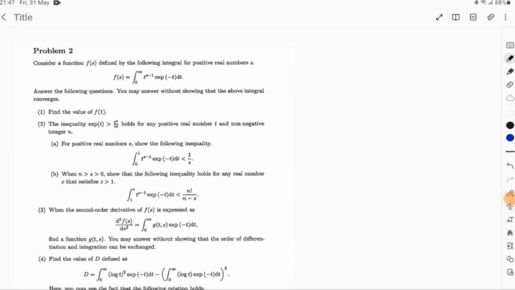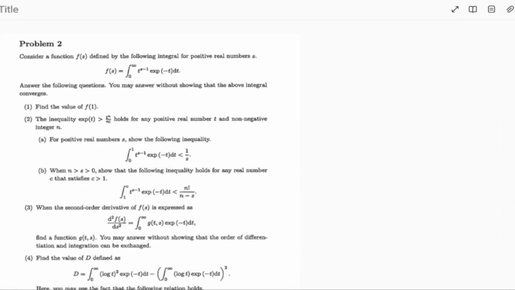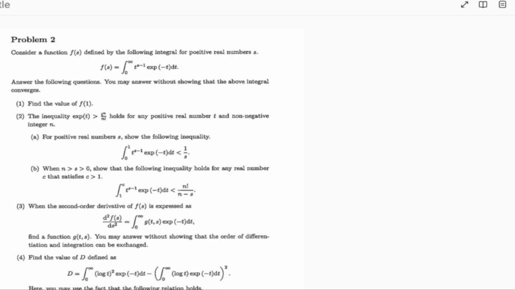Alright, let's read what the question says. Consider the function F(s) defined by the following integral for positive real number s: F(s) equals the integral from 0 to infinity of t^(s-1) e^(-t) dt. Based on this, I have to answer the next 5 parts. You may answer without showing that the above integral converges.